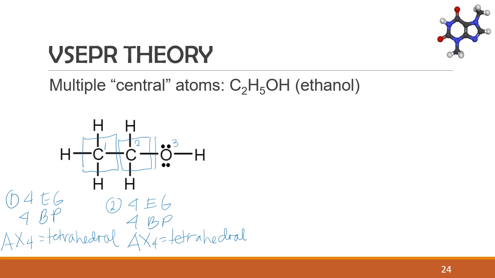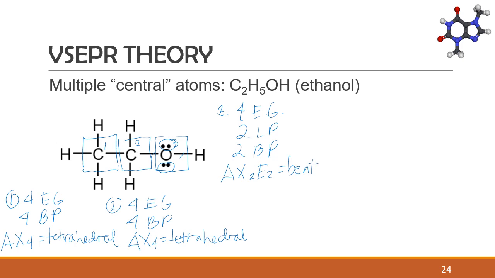Now we go to the oxygen atom. It has 2 lone pairs and 2 bonding pairs, which gives it 4 electron groups. So its VSEPR notation is AX2E2, which corresponds to a bent shape.